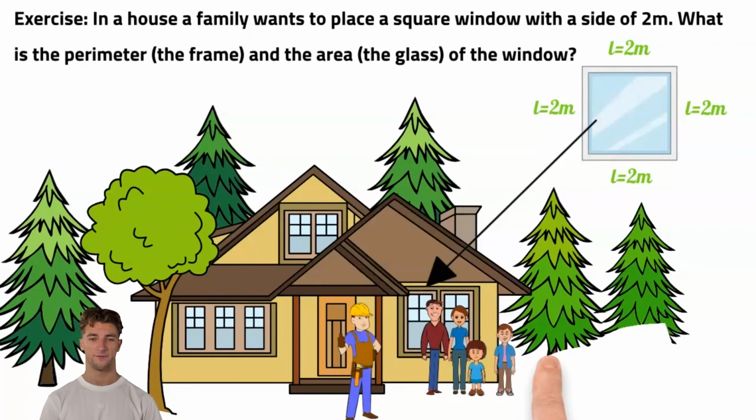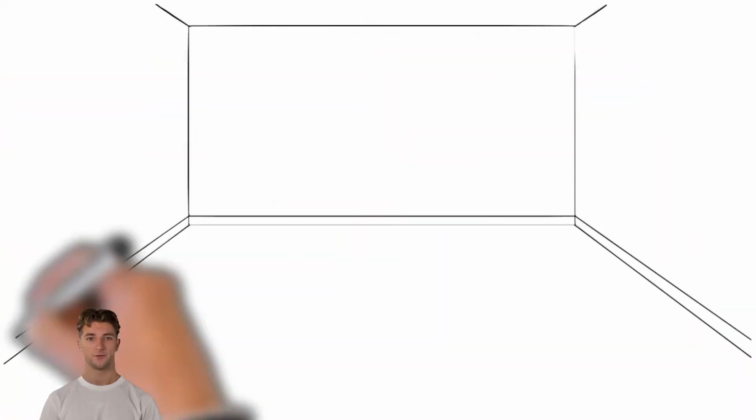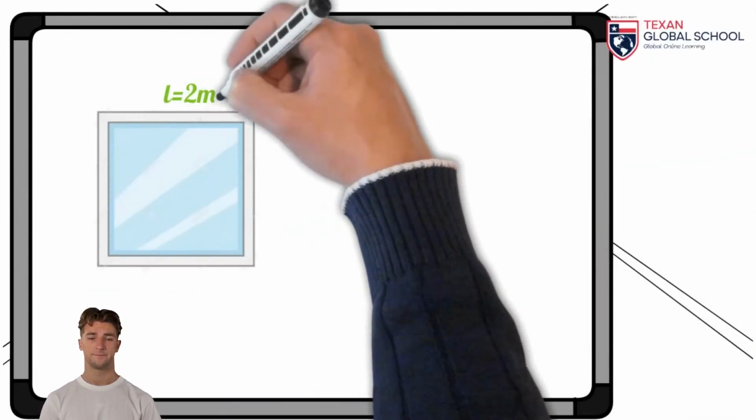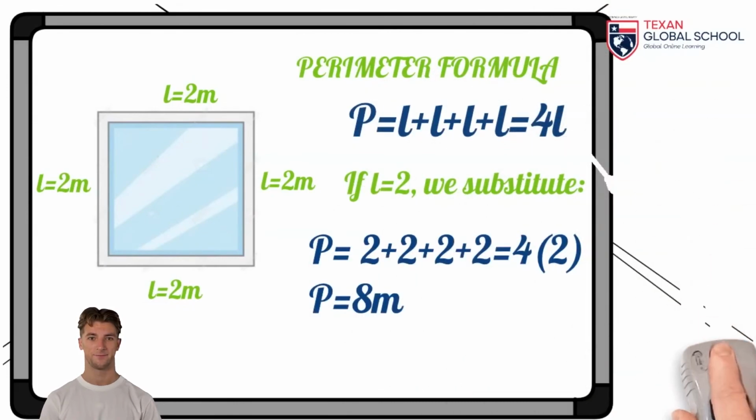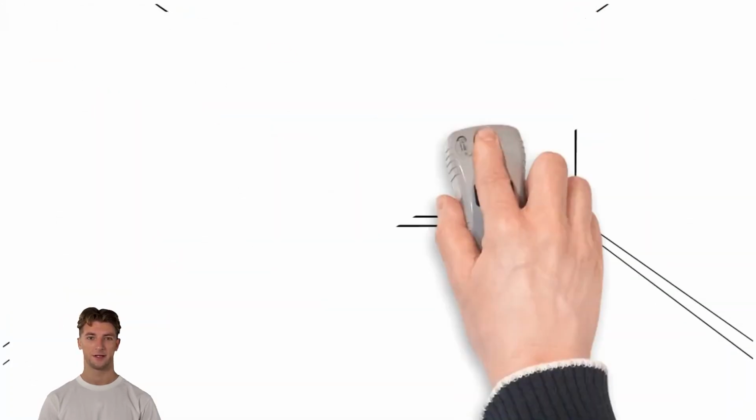Using then the formula for the perimeter of a square, we can see that we would add the sides of the window 4 times, or multiply 4 by the value of its side. In both cases, we obtain that the perimeter of this square is 8 meters.